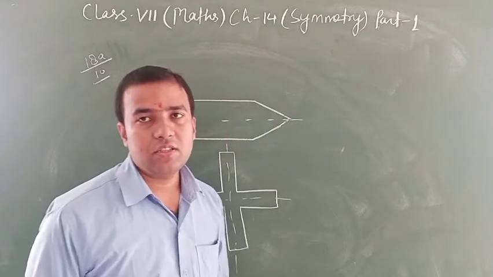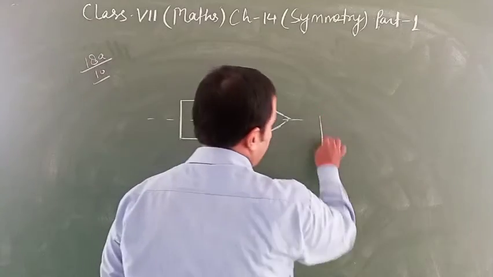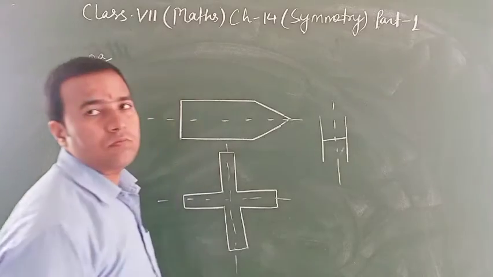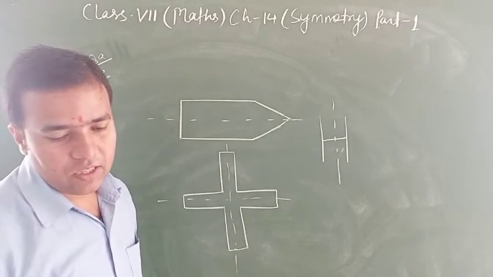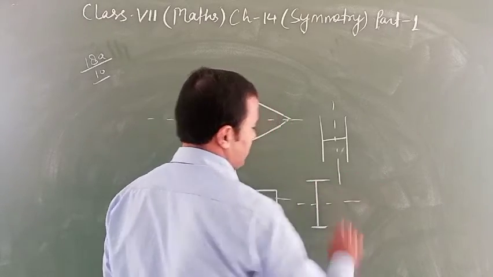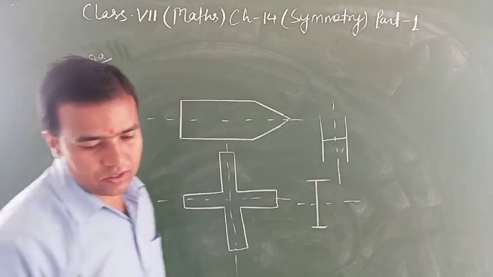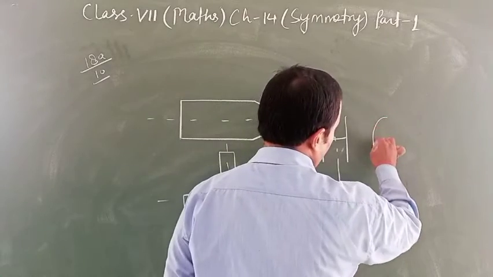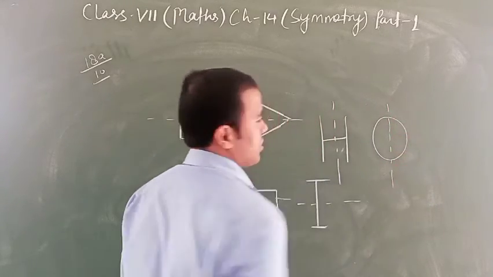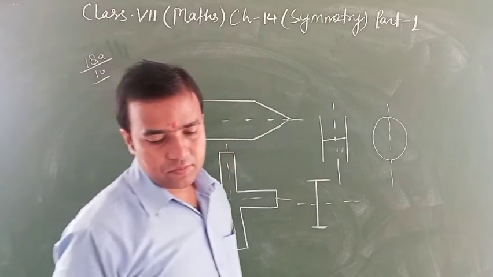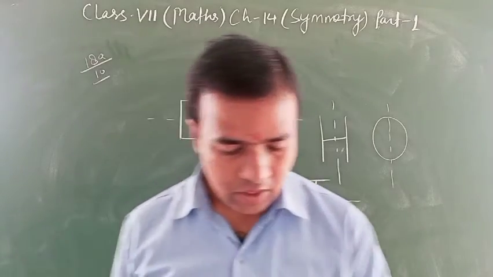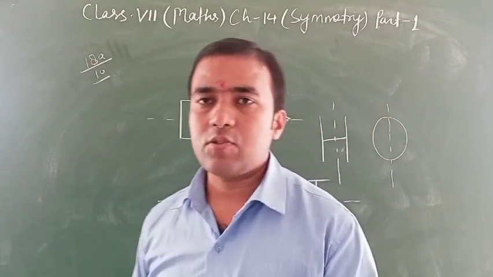For H, if we are making H, it has a line of symmetry. For I, here we can make a line of symmetry. One more is given, O. It is like a circle. So here also we can make a line of symmetry. Clear? X, it also has lines of symmetry. It means exercise 18A is also completed.